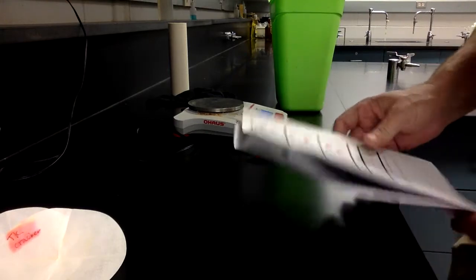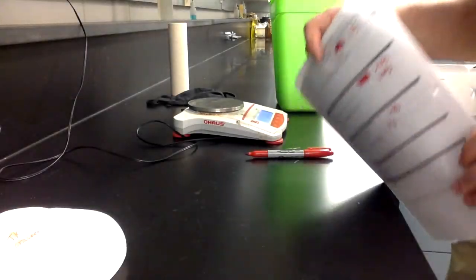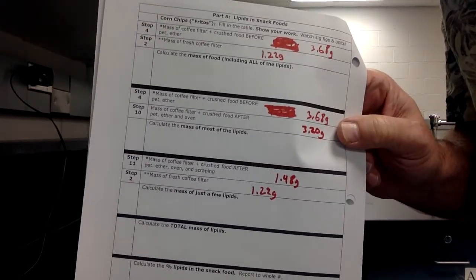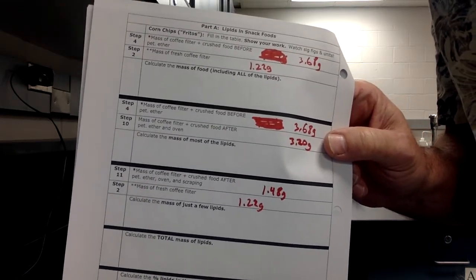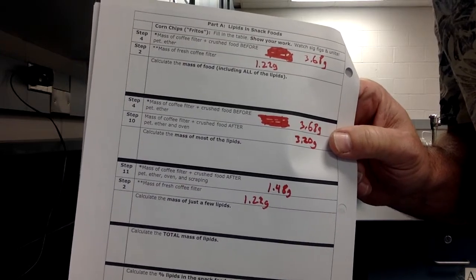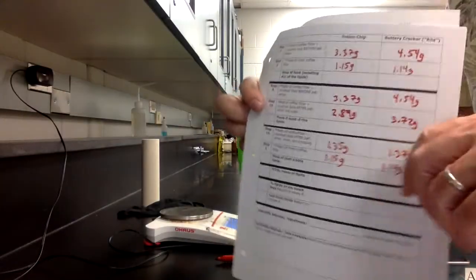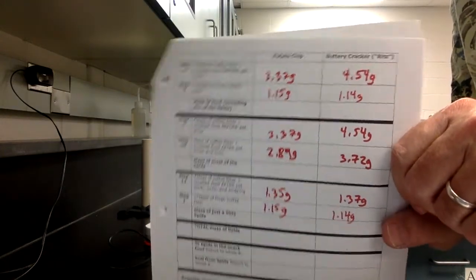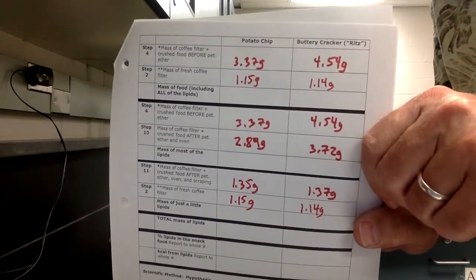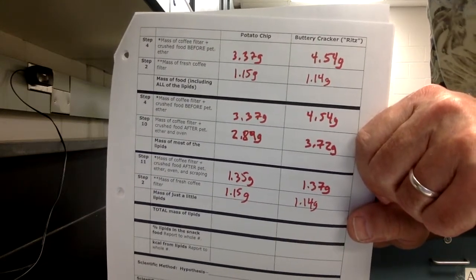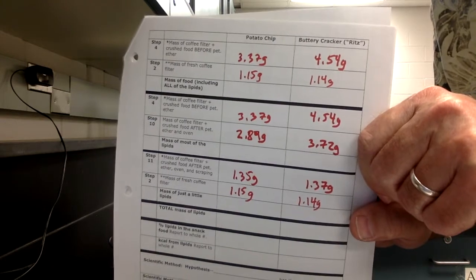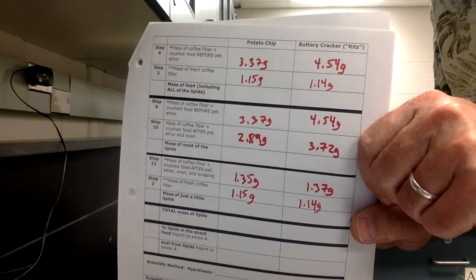Okay, so just to show you, and you might want to pause the video here and write down the data if you don't have it. Here's all of our data values for the Fritos. And here are the data values for the potato chip and the buttery Ritz cracker. If you can't read my writing, just give me a quick email and I'll tell you what the number is.